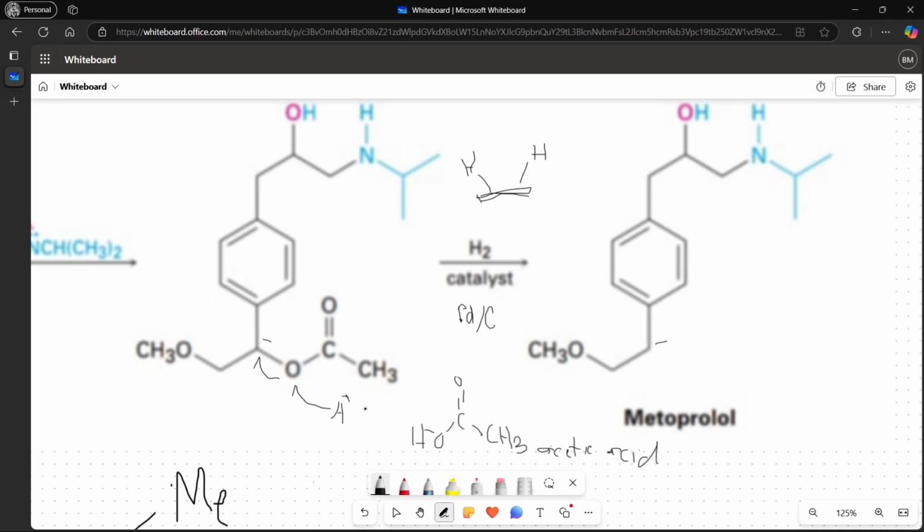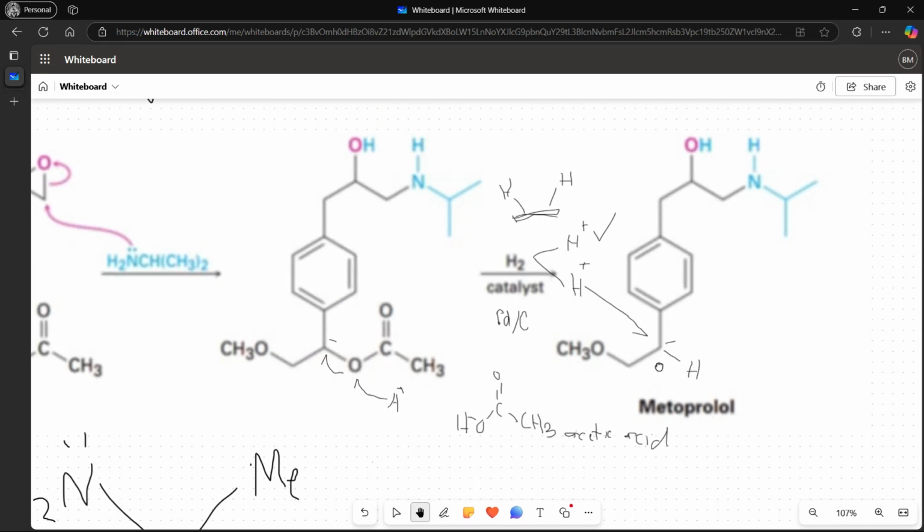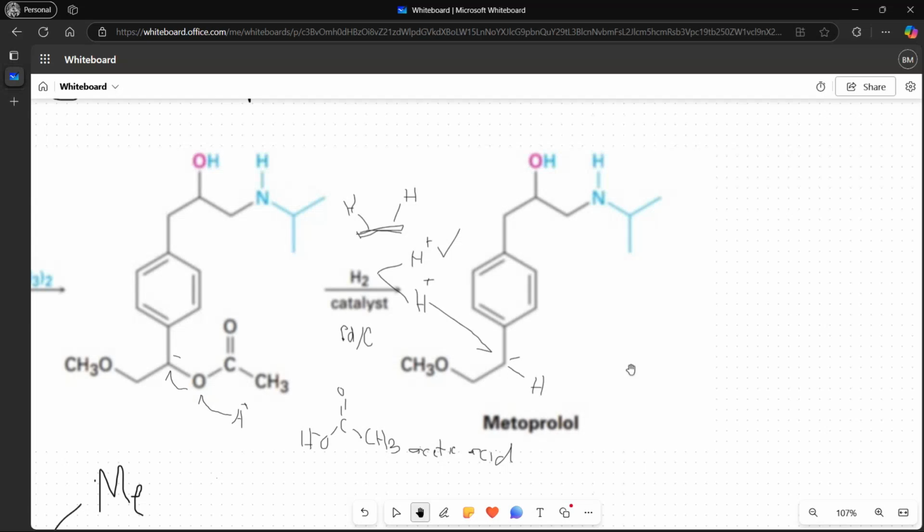Okay, so your first H is already gone. So you're left with another H plus. So this H plus is going to attack this negative carbon over here, forming a CH bond. So I hope that's clear enough. Okay, forming your product metoprolol. So I hope this is clear.